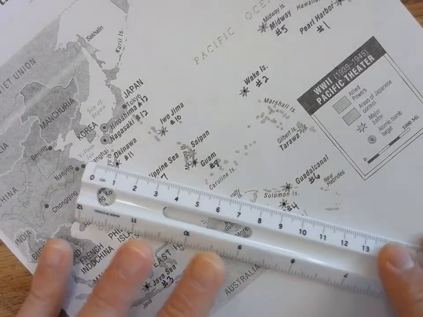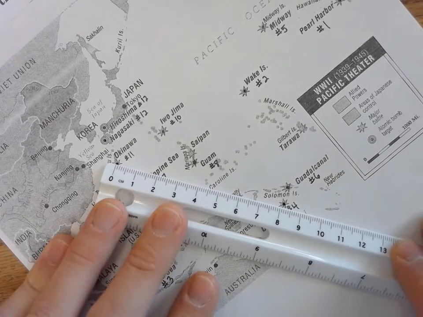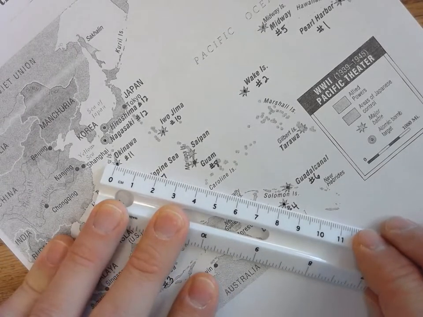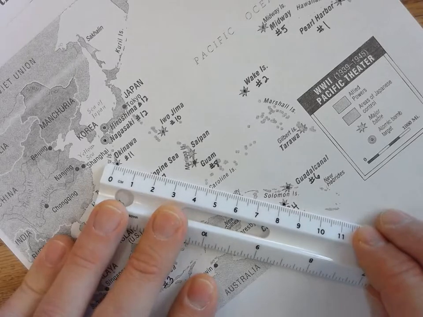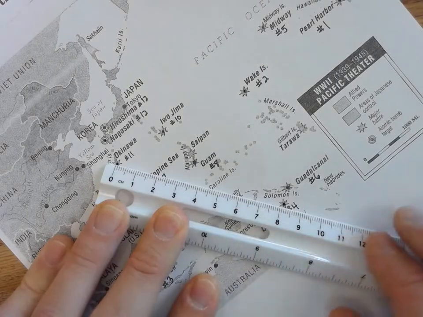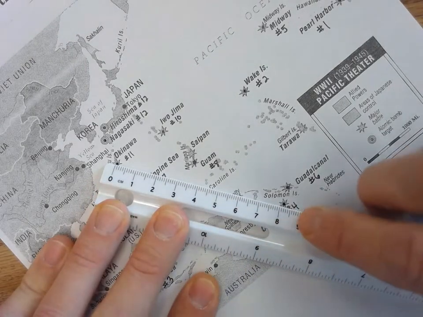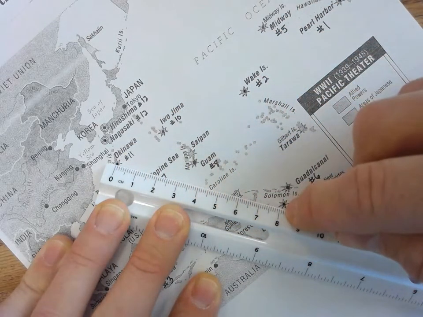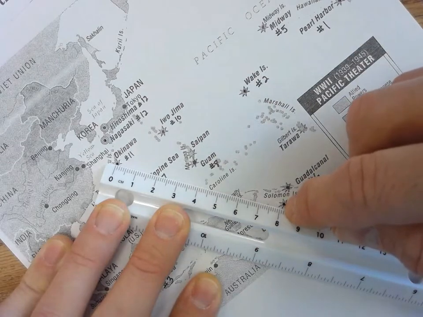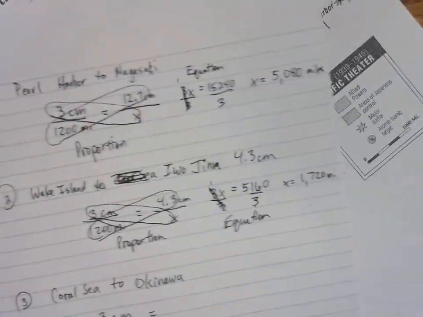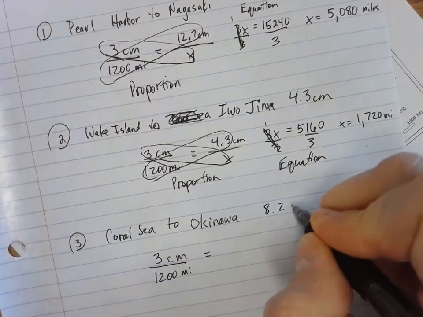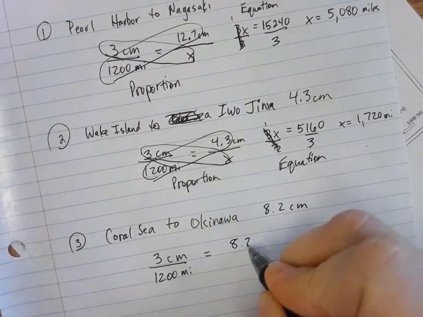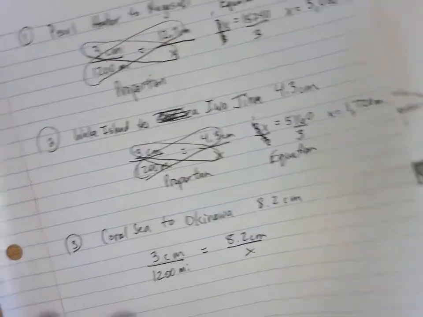So Okinawa, I'm going to put my 0 right there on Okinawa, and then I'm coming down here to the Coral Sea. Make sure that 0 is in the middle of that dot right there. That looks like 8.2 centimeters. 1, 2, 3, 4, 5, 6, 7, 8, and right there, 8 2/10. So 8.2 centimeters is what I'm going to use. Centimeters on top.